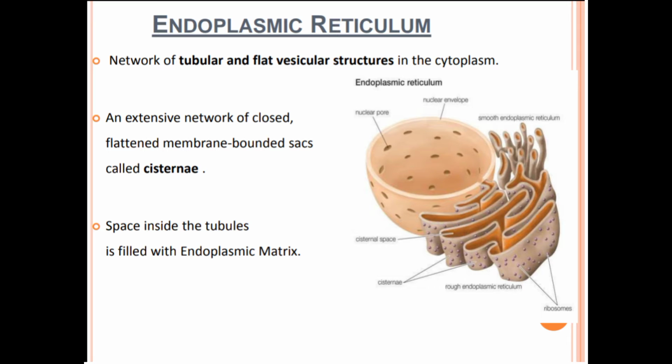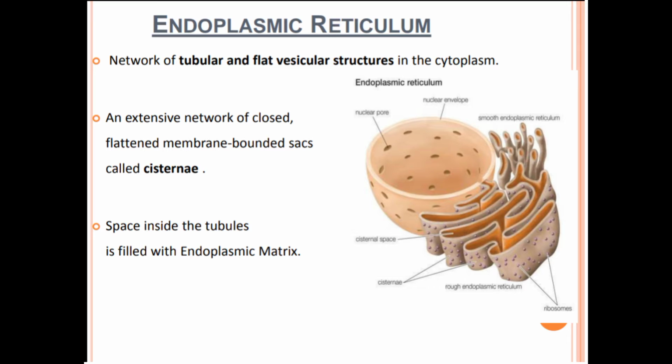It is a network of tubular and flat vesicular structures in the cytoplasm. The endoplasmic reticulum looks like a network of tubular and flat vesicular structures. It is an extensive network of closed, flattened, membrane-bounded sacs called cisternae.